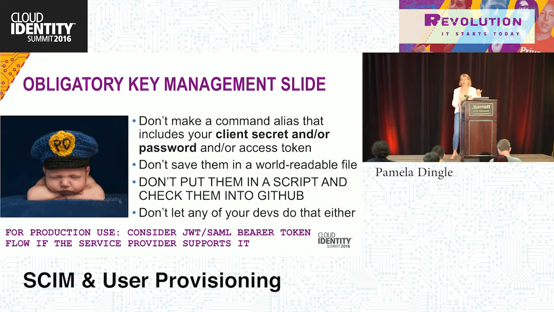And the other thing is that there are flows for OAuth called JWT bearer flow and SAML bearer flow, where you can actually hook this whole thing up to your corporate infrastructure and get an access token back rather than relying on a username and password. So it has a lot to do with what's supported at your actual service provider. But the better the flow you can have, the less likely your secrets will be compromised.